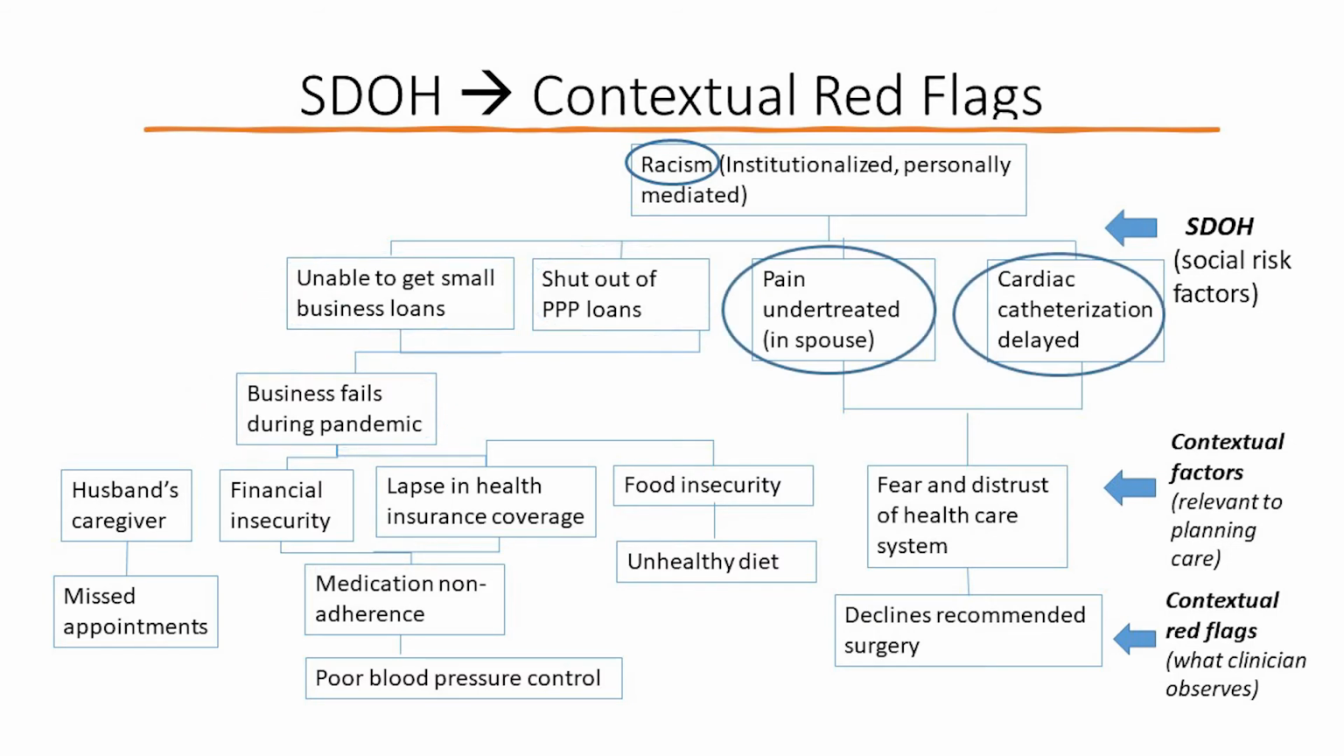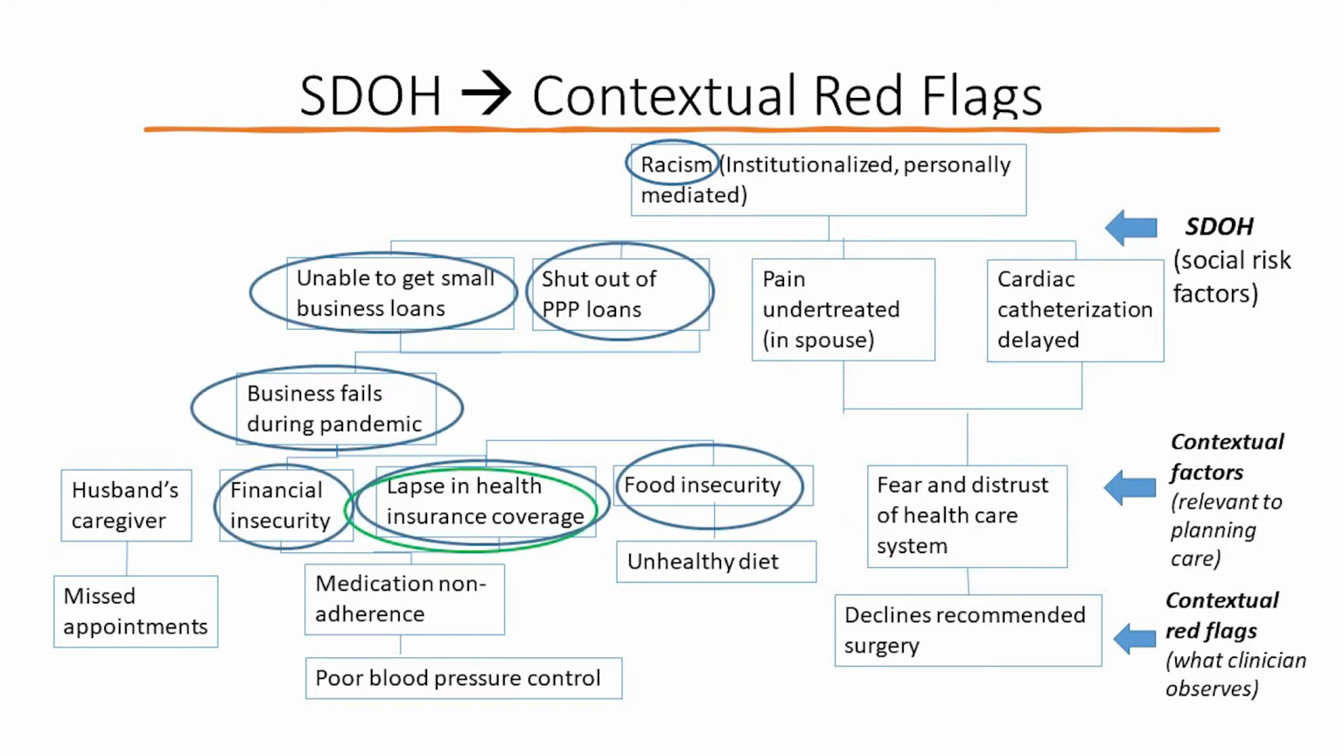On the right side, we see the effect of the undertreatment of pain in her husband, again, something that's seen more commonly in the care of Black patients, and the delay in the diagnosis of her myocardial infarction with the delay in the cardiac catheterization, something that is more common in the care of women. We in turn see how that experience shaped her fear and distrust of the healthcare system. Looking back to the small business failure on the left, we see in turn how that led to financial insecurity, a lapse in health insurance coverage, and food insecurity.